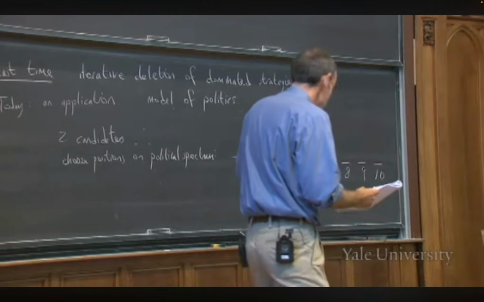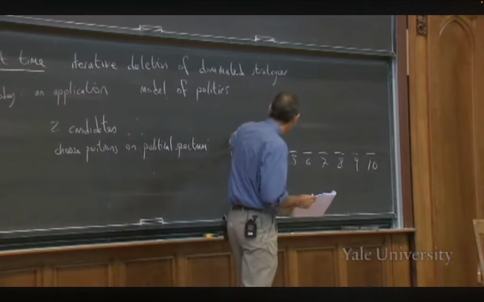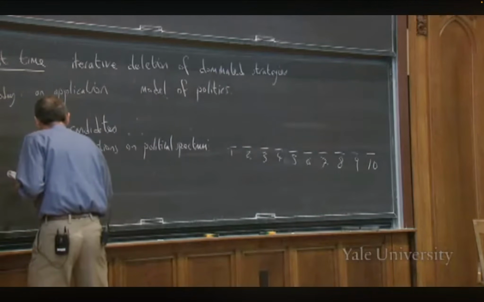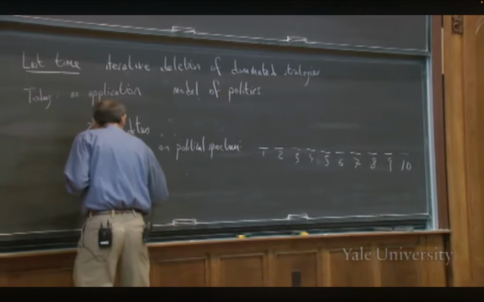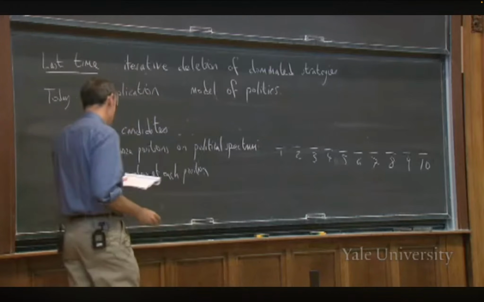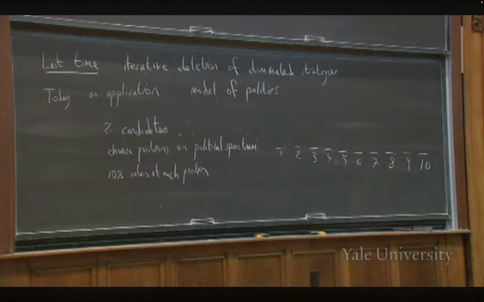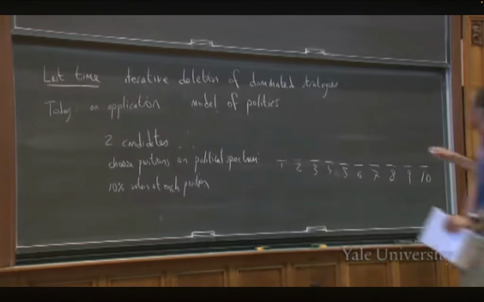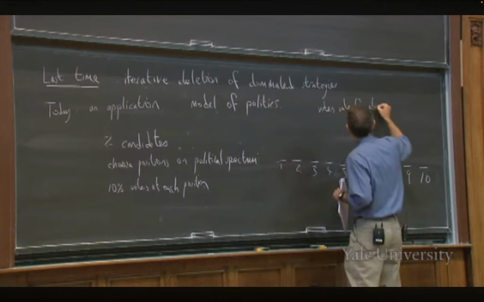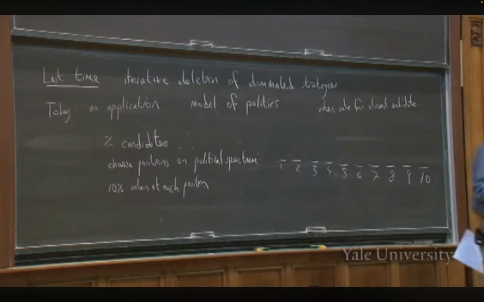The candidates here are going to try and choose positions. We're going to assume, this is not realistic, for now that there are 10% of the voters at each of these positions. So there's 10% of the voters at each position. They're uniformly distributed. And we're going to assume that voters will vote for the closest candidate, the candidate whose position is closest to their own.